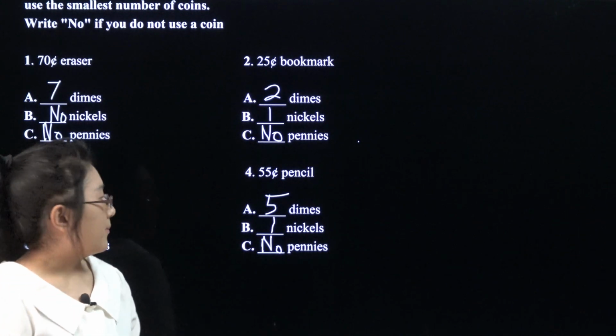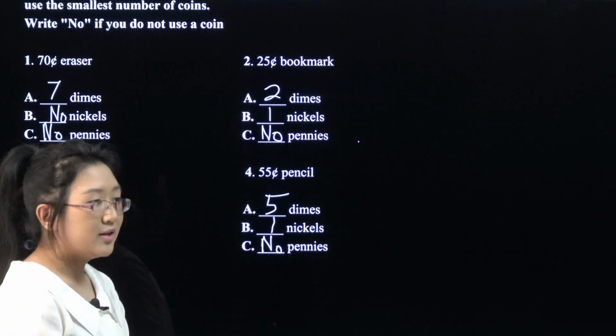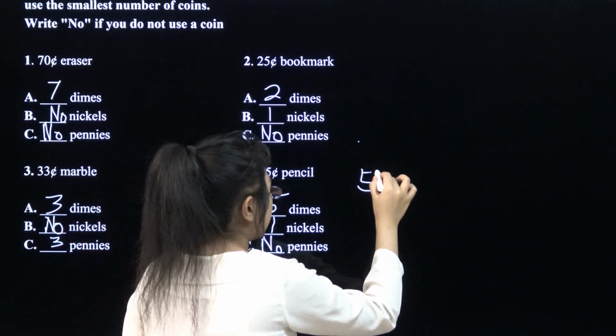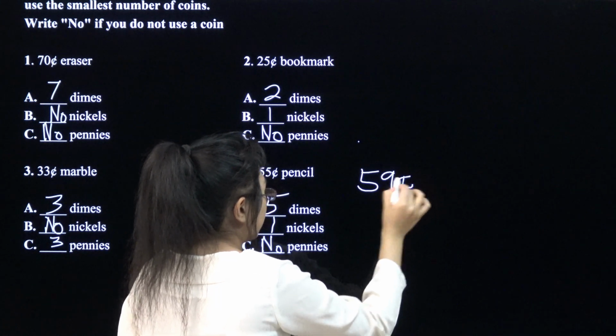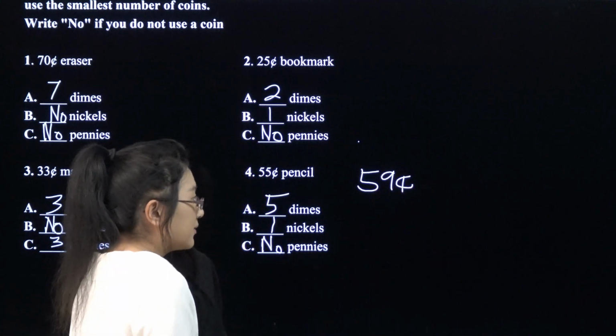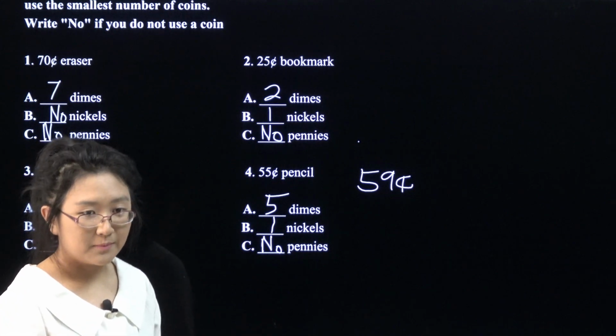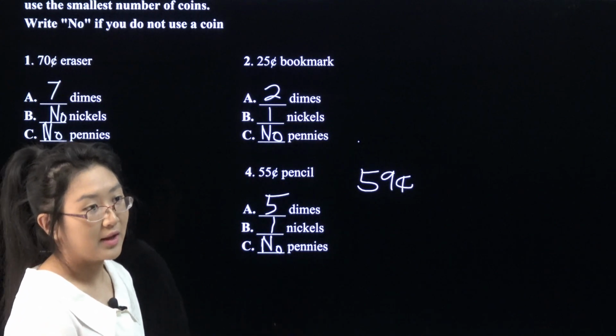Can you use dimes, nickels, and pennies? Yes, if it was a 59-cent pencil, then you would need 5 dimes, 1 nickel, and 4 pennies, because 2 nickels would be 60, and that'd be too much.